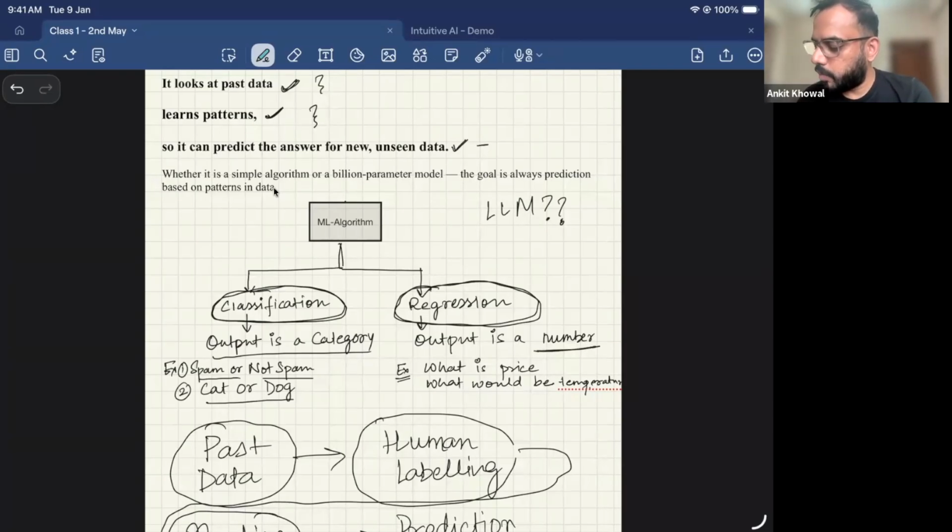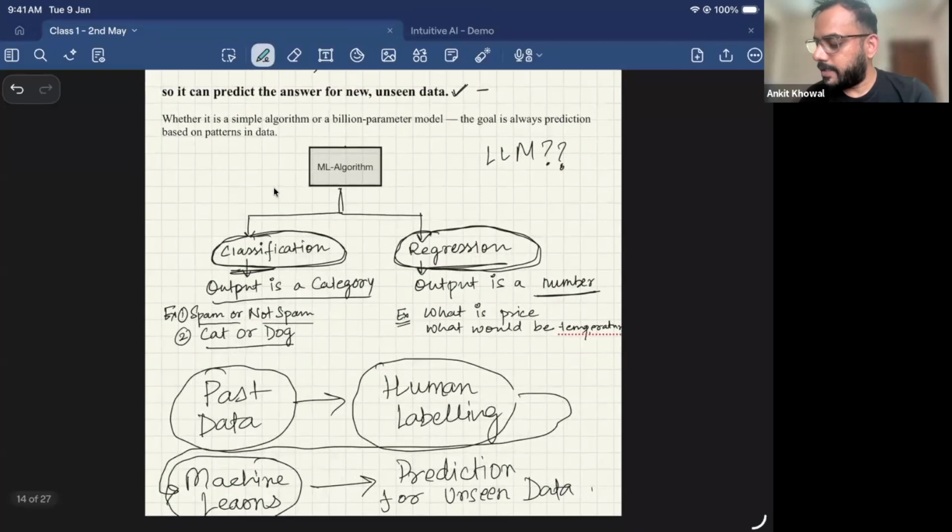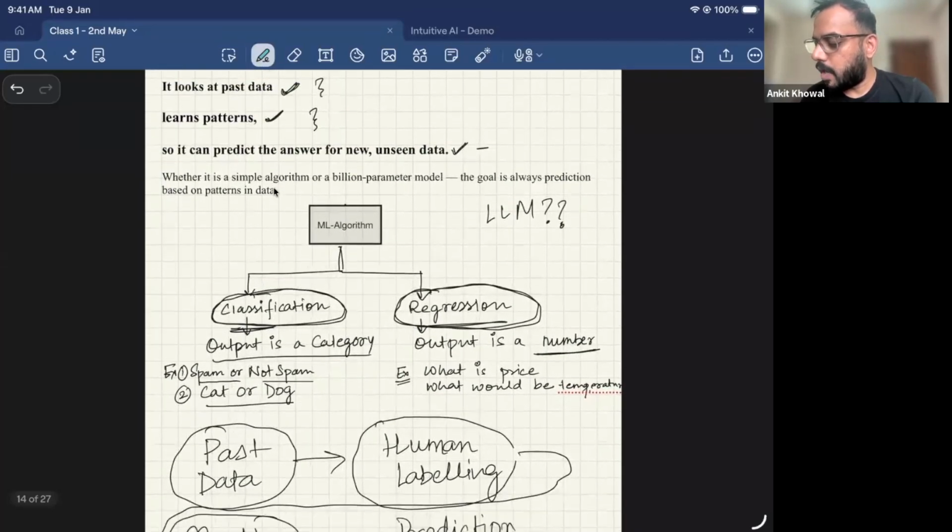So two machine learning models are there. All models can be categorized into two categories. One is classification, the other one is regression, right? And all, like I said above, all machine learning models, how do they learn?